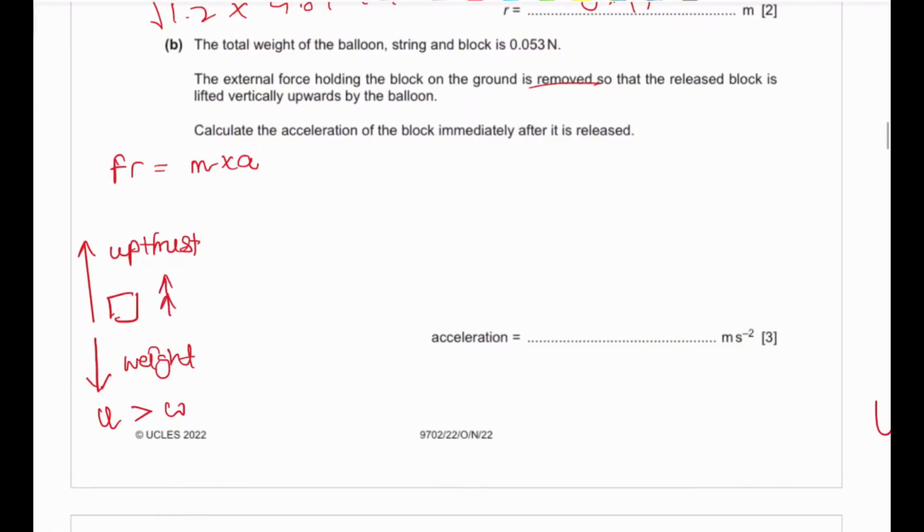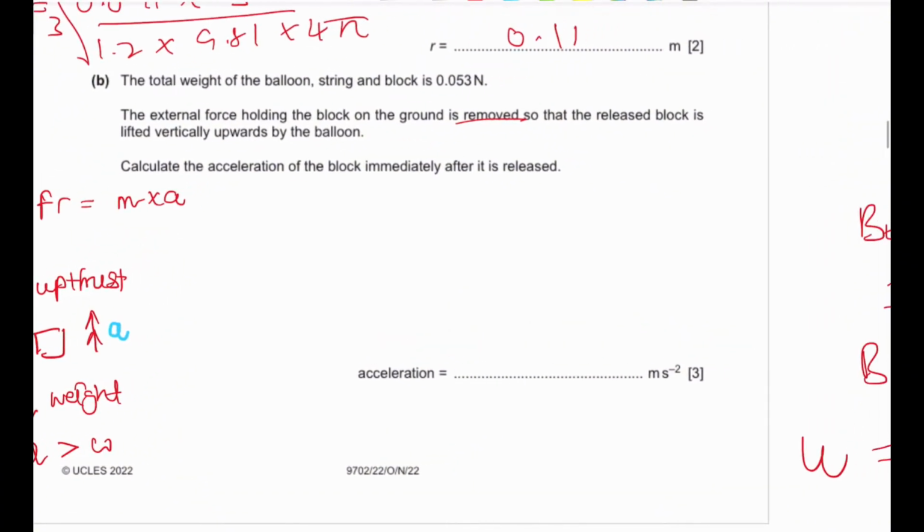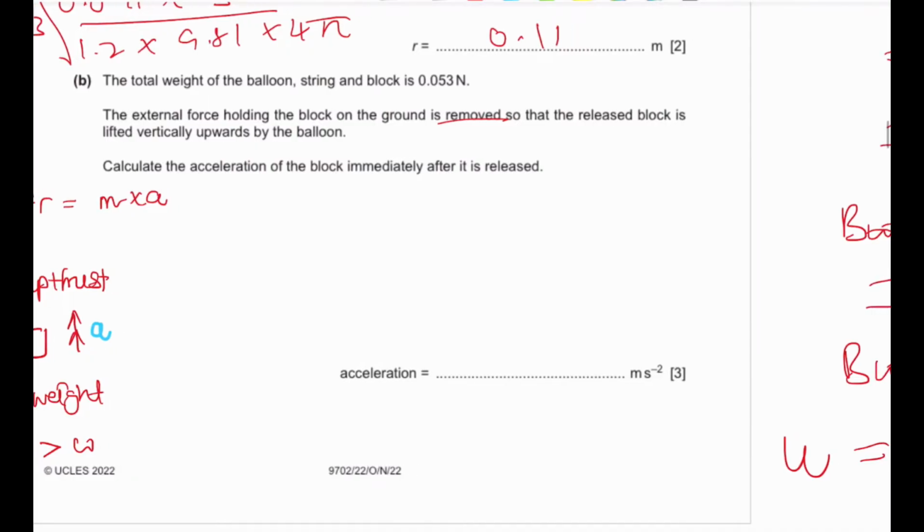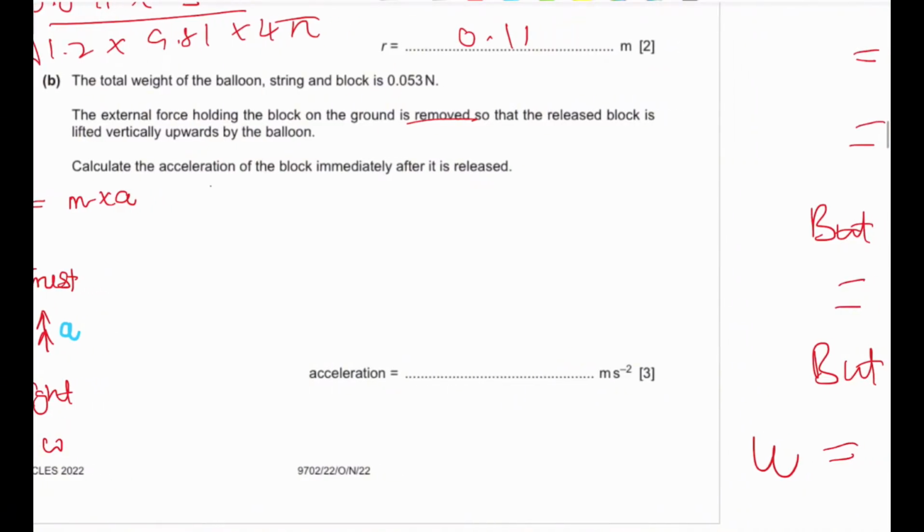So it's actually accelerating upwards with a certain acceleration, right? So how do we find that acceleration? We just subtract. What is the resultant force? Your resultant force is your upthrust subtract your weight, which should be equal to your mass multiplied by your acceleration. But to make things easier, let us first calculate our mass. Our mass is equivalent to our weight divided by g.